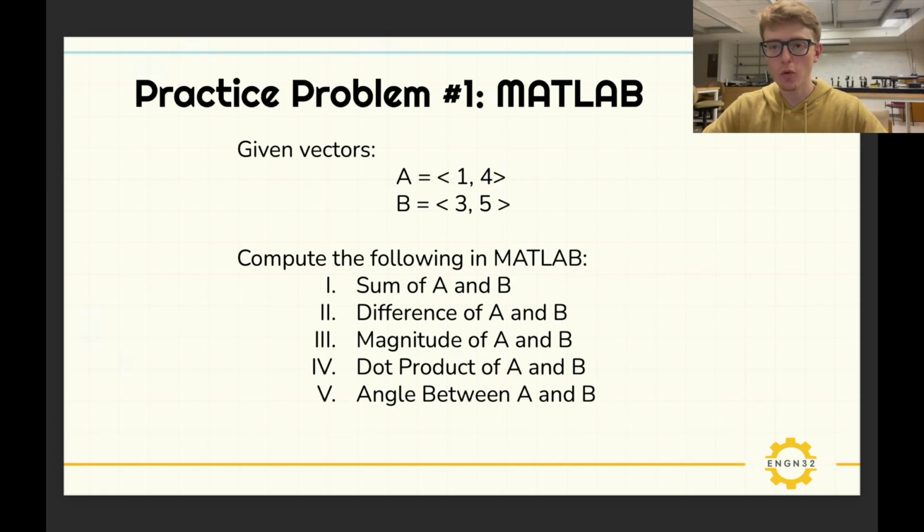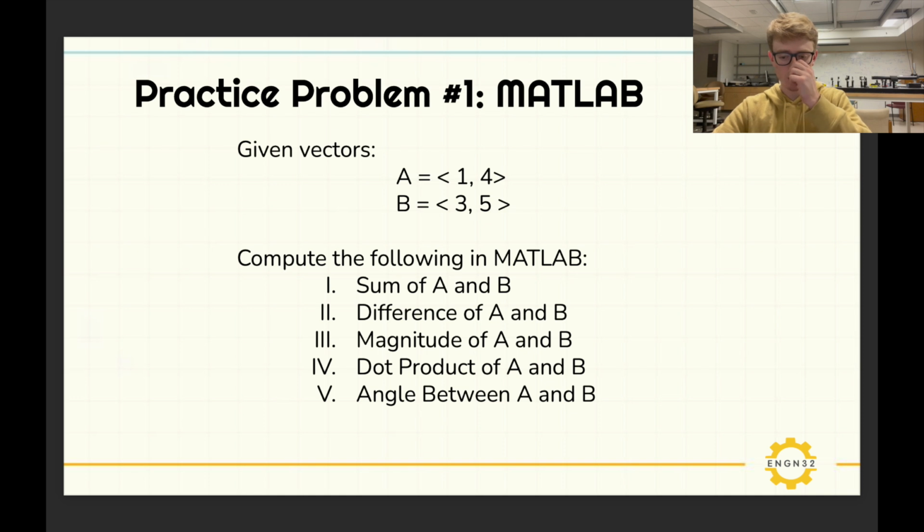Okay, so that is it for the math content of this section. Now we're going to go over MATLAB. So let me line out the problems real quick, and then we'll hop over to MATLAB. The first problem is these two vectors. We've got A and B. The first vector is 1, 4, and the second vector is 3, 5, and we're just asked to compute a bunch of stuff in MATLAB, okay?